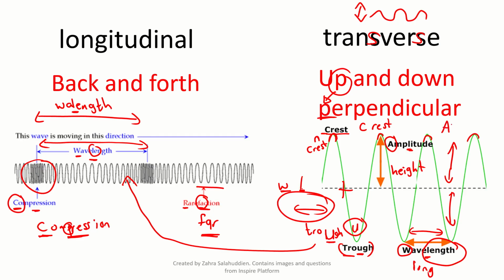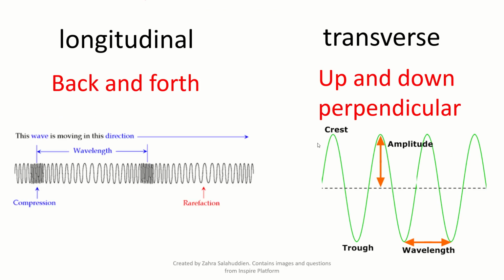We can remember it because I want an A in science. I want to go up to the top. I want to go up high and get an A+ in science. A for amplitude. Okay, so please practice these words and memorize the key words.